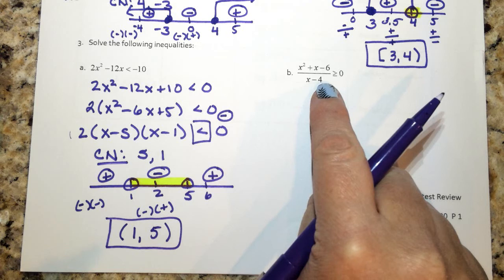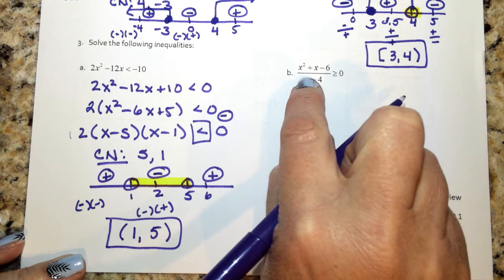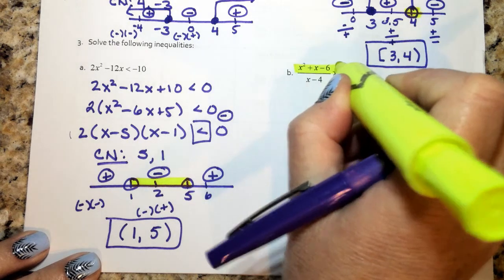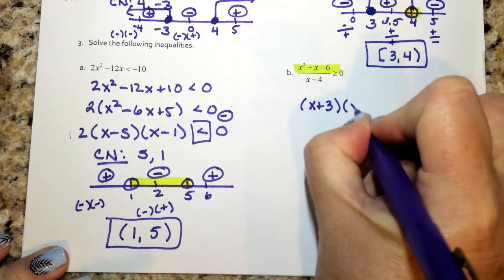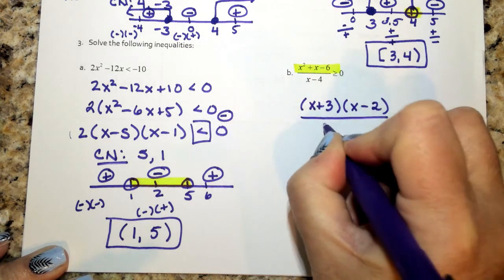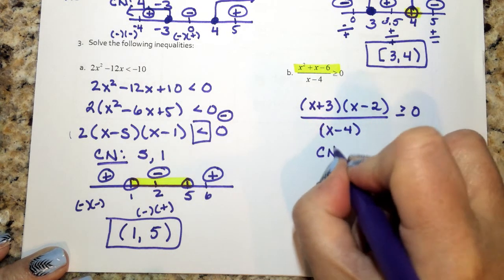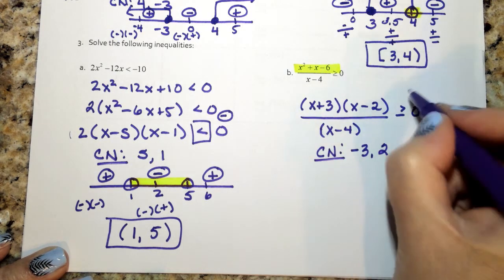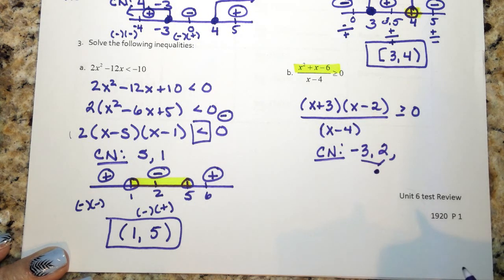So for x squared plus x minus 6 over x minus 4, we already have a 0 on one side. What I need to do to find the critical numbers is set the numerator and denominator equal to 0. However, I'm going to have to factor that numerator to set it equal to 0. So I factor that into x plus 3 times x minus 2 over x minus 4, which is greater than or equal to 0. When I set the numerator equal to 0, my critical numbers are negative 3 and 2. Since this is greater than or equal to 0, I'm going to use a closed circle on the number line because that's where I'm equal to 0, so I will include those values in my solution set.